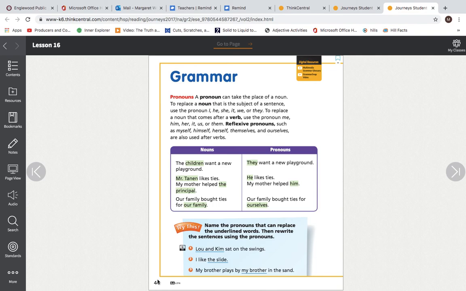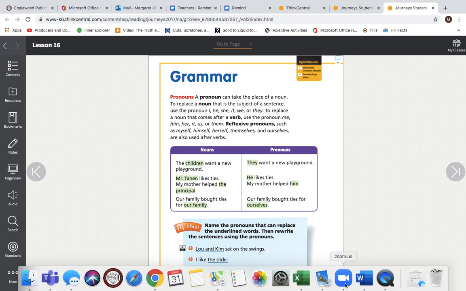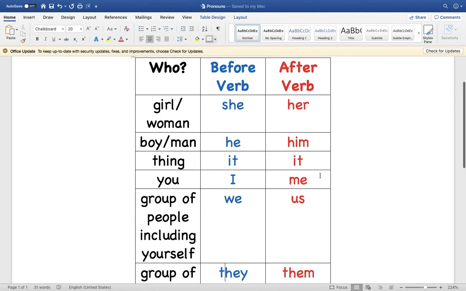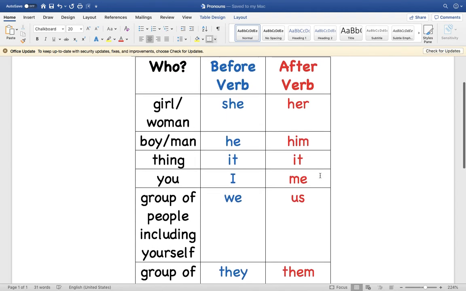So a pronoun is the word that takes the place of a noun. Depending on where that noun is in the sentence depends on the pronoun that you will use. We have pronouns that describe girls and women, men and boys, things, yourself, a group of people including yourself, or a group of people where you are not involved.